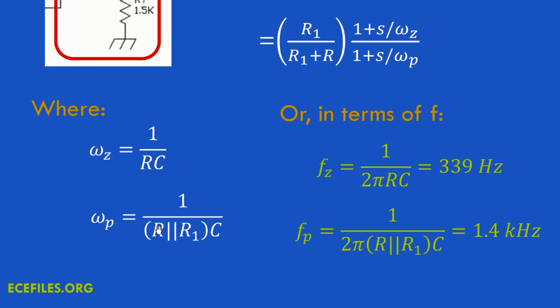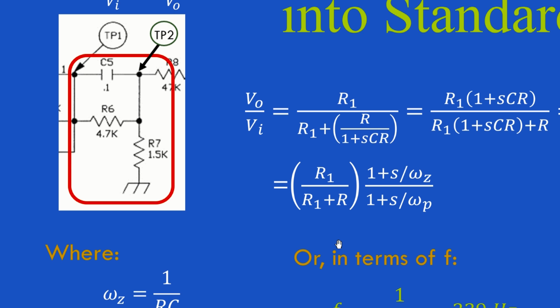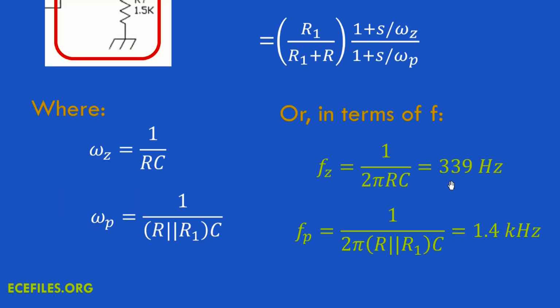Likewise, omega sub p turned out to be 1 over R in parallel with R1, a quantity, times C. Those are the so-called breakpoint frequencies in radians per second. To put them in hertz, we divide by 2 pi. And plugging the values in from our circuit here, we can compute that those breakpoint frequencies are 339 hertz and 1.4 kilohertz.